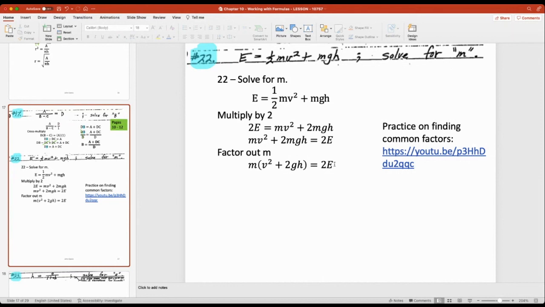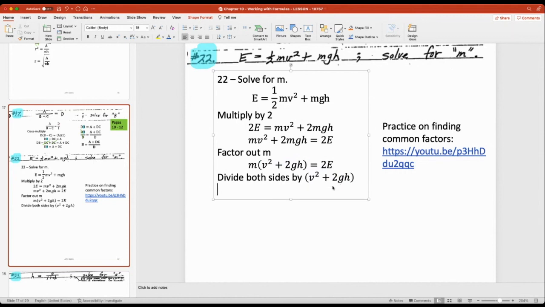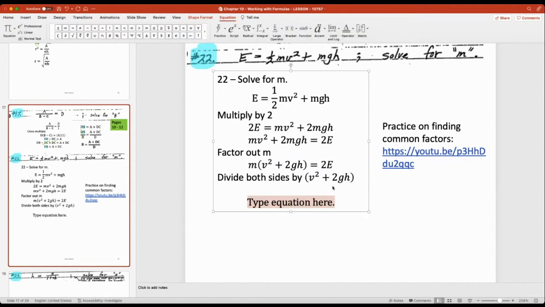Anyway, we should proceed now, because the good news is that m appears only once. And m is being multiplied by this long expression. So what we should do is divide both sides by that. So if we do that, we get the following.